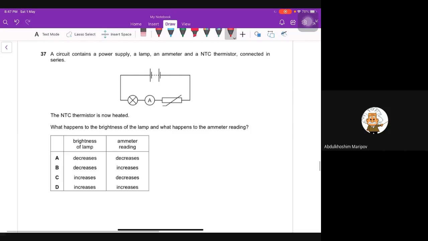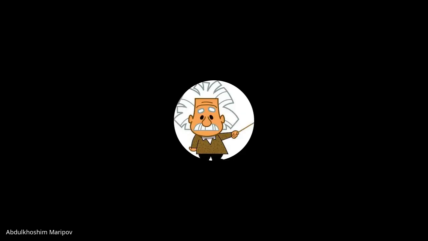Okay. The circuit contains a power supply, a lamp, an ammeter, and an NTC thermistor connected in series. The NTC thermistor is now heated. What happens to the brightness of the lamp, and what happens to the ammeter reading?